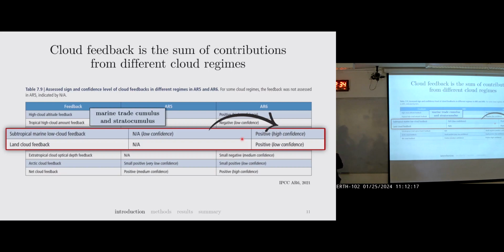In terms of the land cloud feedback, however, less progress was made, and we're still very uncertain about what the feedback from these clouds is. And this is the context for this work.